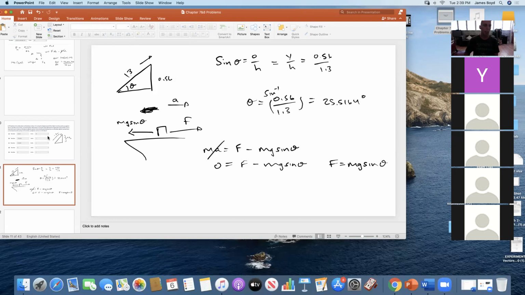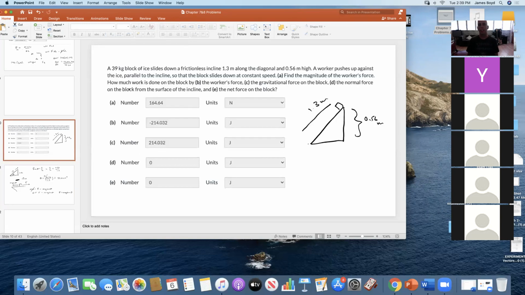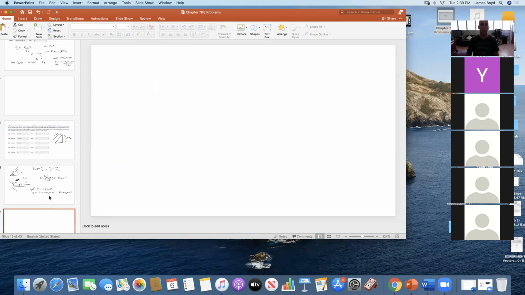Okay, so here's where things become super easy. And once we know that, everything else in this problem is easy. How much work is done on the block by the worker's force? We just said that the force was mg sine theta. And if we look this way, the force is up and D is down.